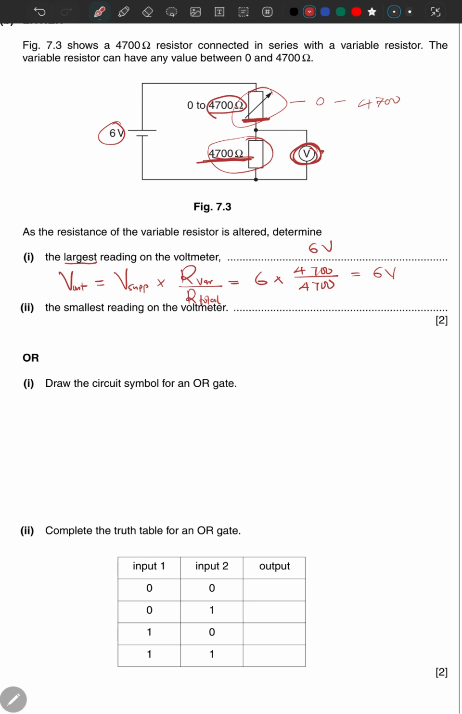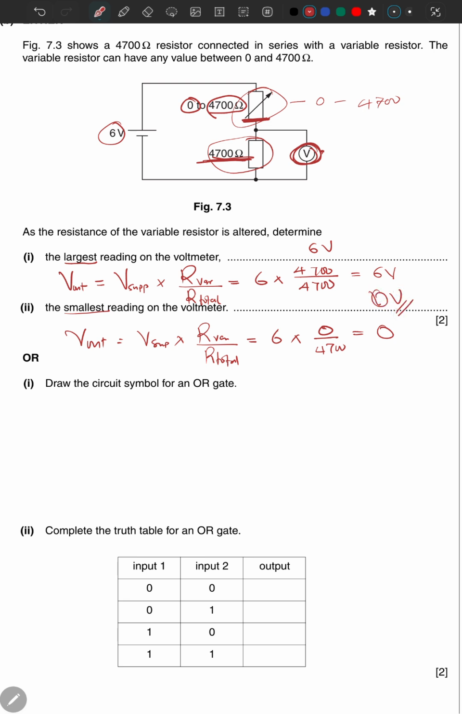The smallest reading on the voltmeter, same thing, same formula. V supply multiplied by R variable over R total. Here the voltage supply is still 6, but now it's the smallest reading. The smallest reading can only be gotten when the resistance is what? 0. Here we put 0, which gives you what? 0. So here it is 0 volts.